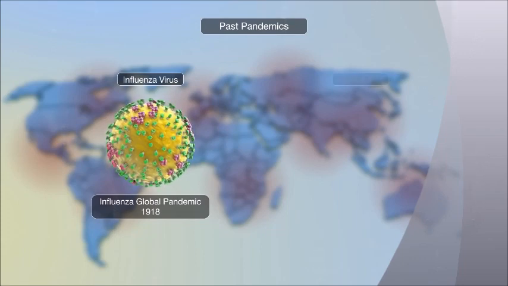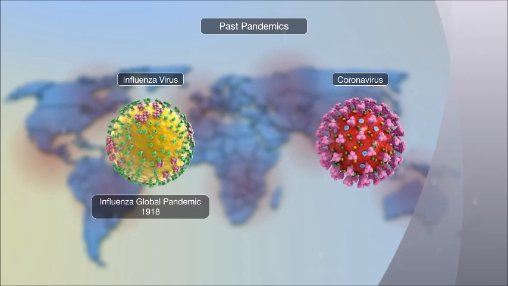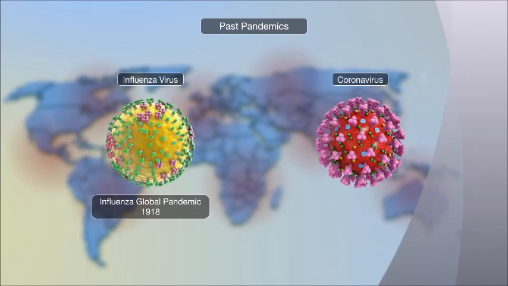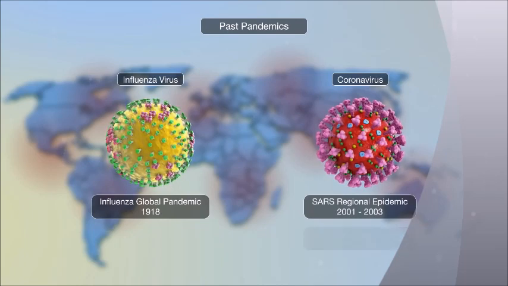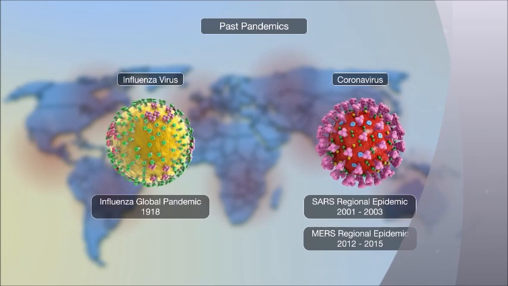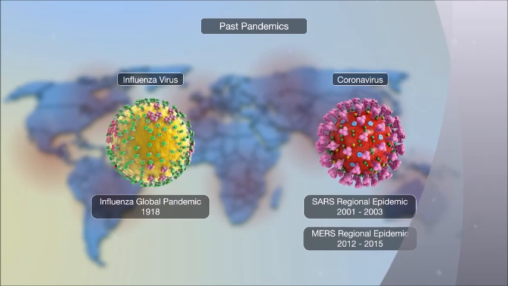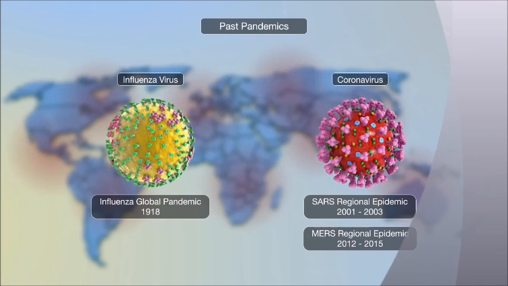While no global pandemic has been born from the family of coronavirus, 2 regional epidemics have resulted from this family of viruses. They include severe acute respiratory syndrome, or SARS, and Middle East respiratory syndrome, or MERS, in 2001 to 2003 and 2012 to 2015 respectively, and resulted in over 1,500 deaths.